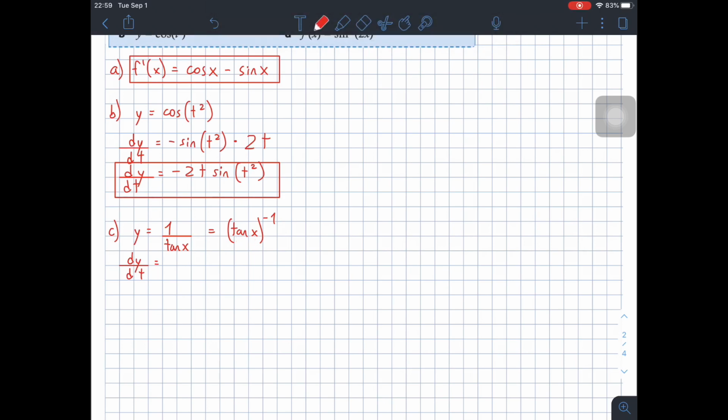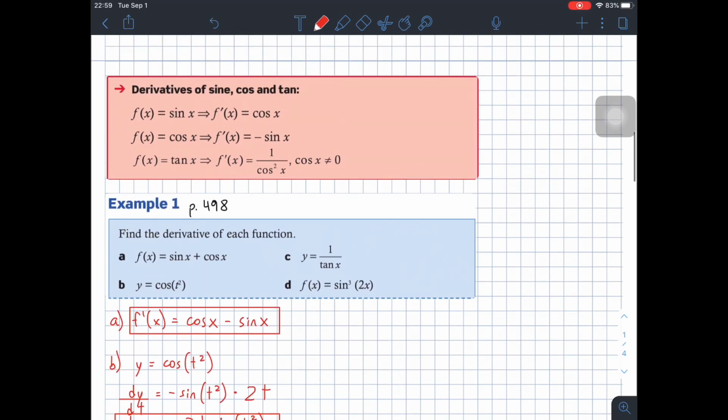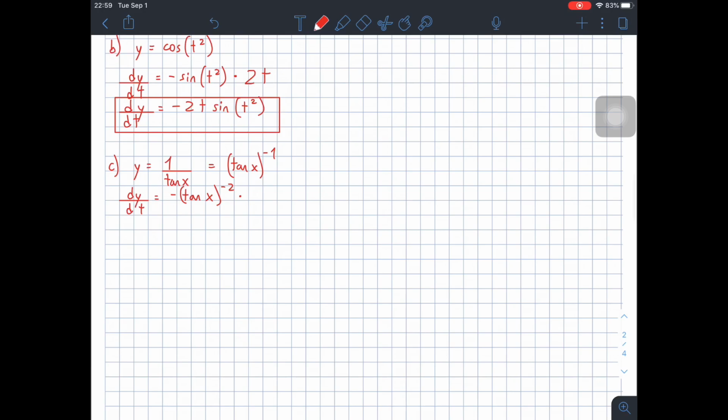So we apply the derivative for this, and we're going to have negative tangent of x, all of this to the power of negative 2, and then we multiply this by the derivative of the inner function, which is tangent of x. And if you remember, the derivative of tangent of x is this expression over here, 1 over cosine squared of x. So times 1 over cosine squared of x.